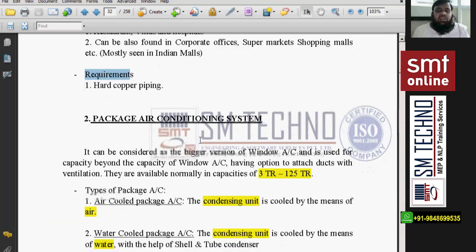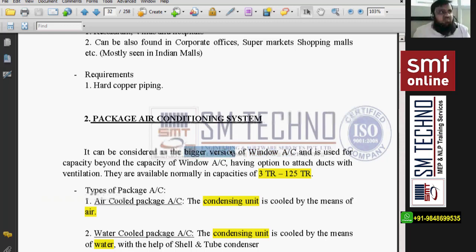In package also it's the same, but the capacity is higher. Here you see, it can be considered the bigger version of window. In a window you'll find compressor, condenser, expansion, and evaporator in one unit only. Here in package also all these components are in one unit, but it's a bigger version.